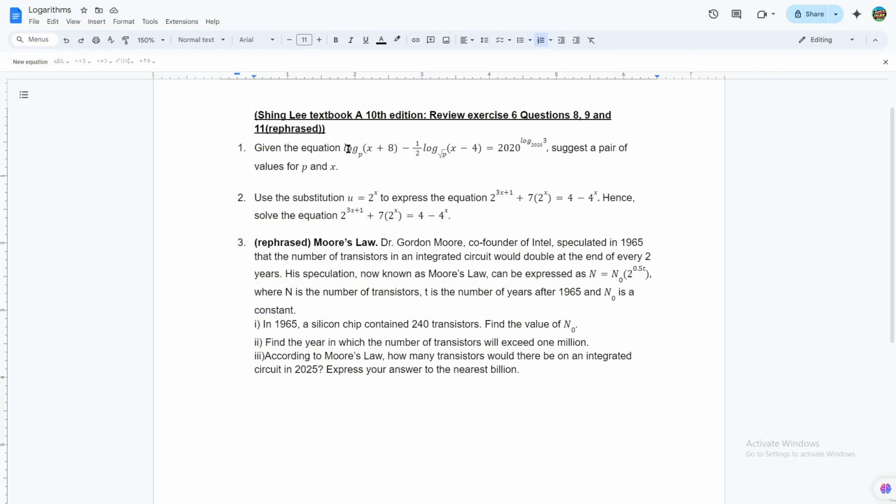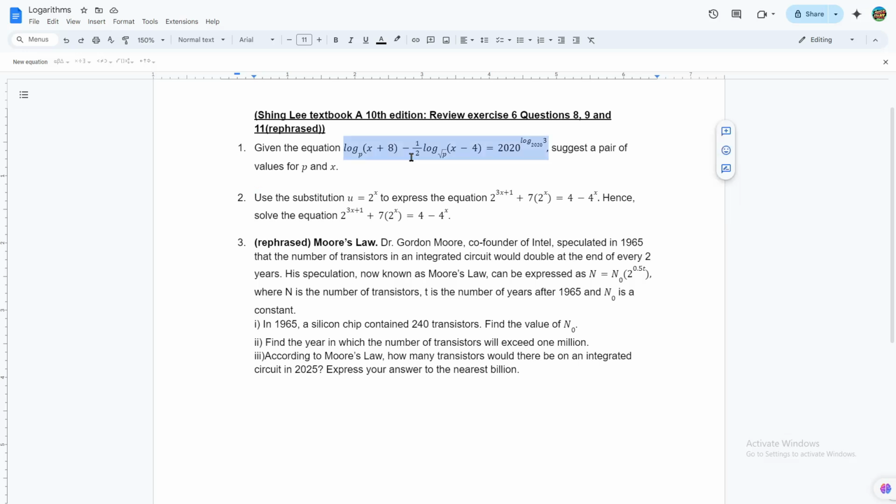Given the equation log base p of (x plus 8) minus half log base square root p of (x minus 4) equals 2020 to the power of log base 2020 of 3, suggest a pair of values for p and x. How do we do this question?